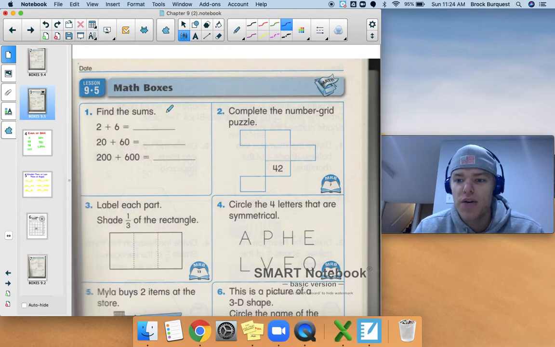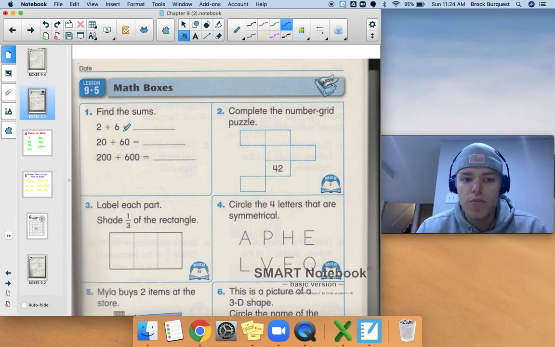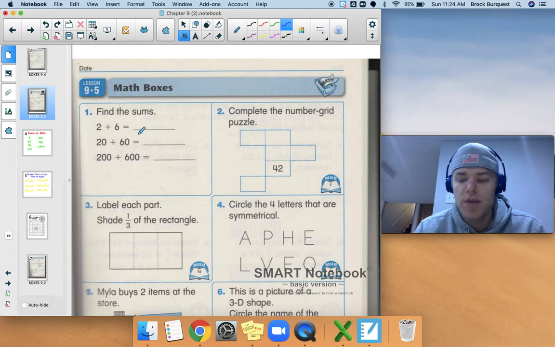Okay, hope that you're back now with your paper and something to write with. Okay, we're going to start with number 1 over here and finding the sums. So that means just doing an addition problem, or plus, okay? So 2 plus 6, write that answer on your paper. If you wrote down 8, you'd be exactly right.